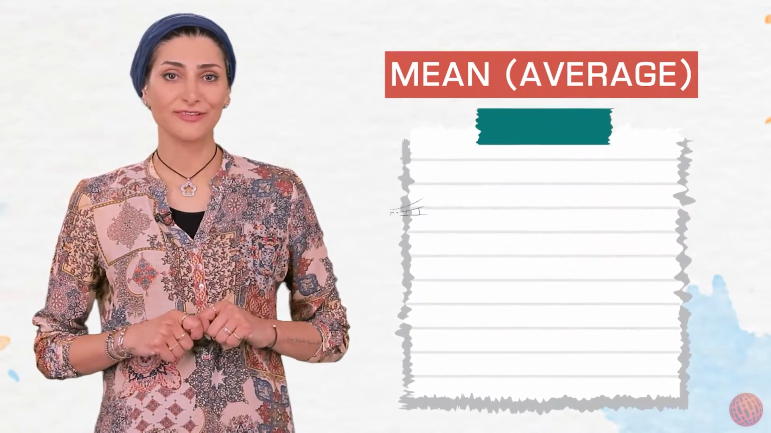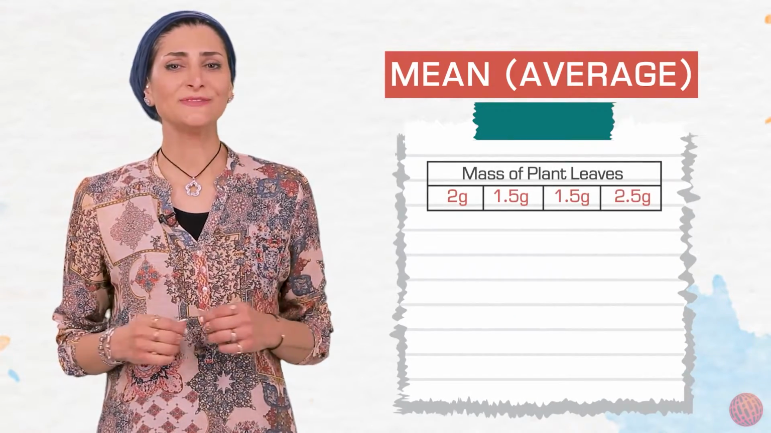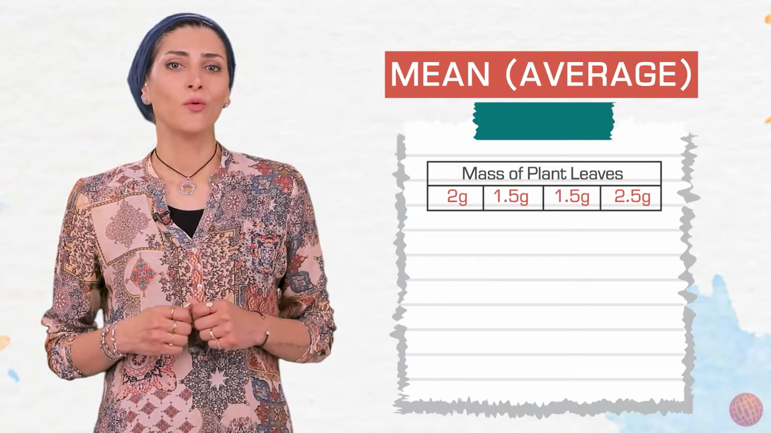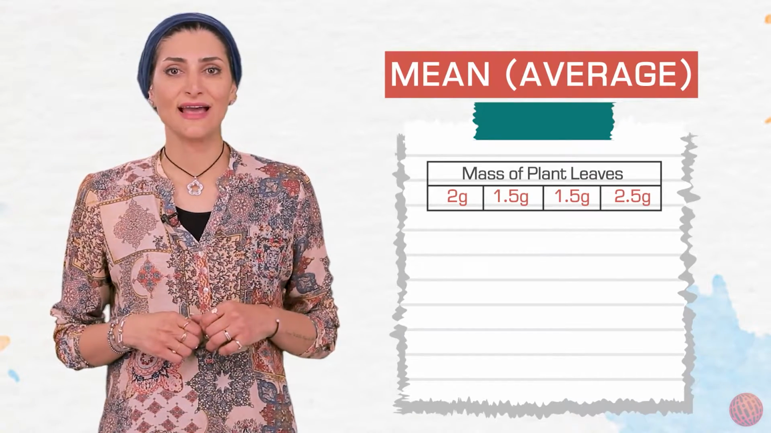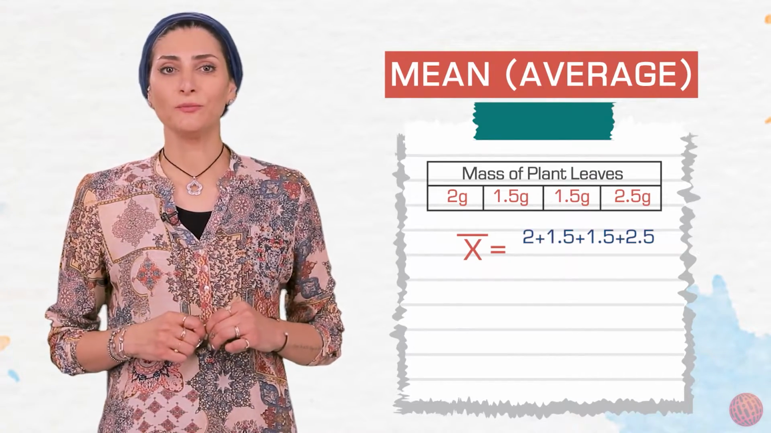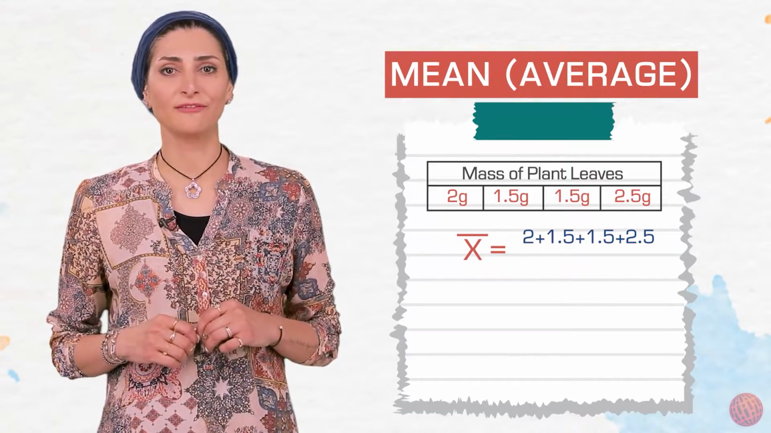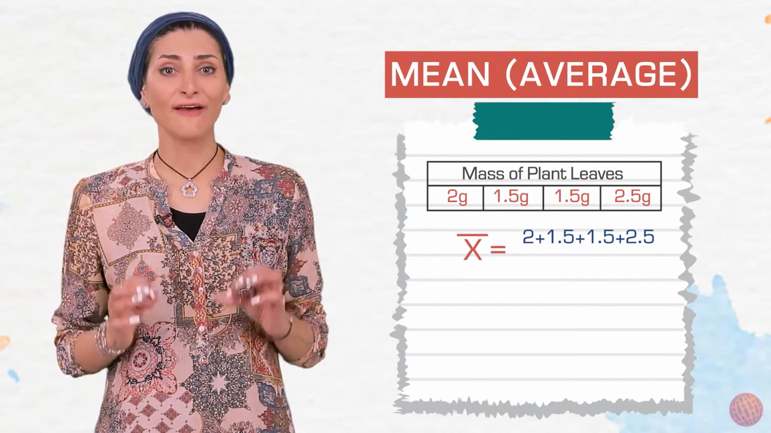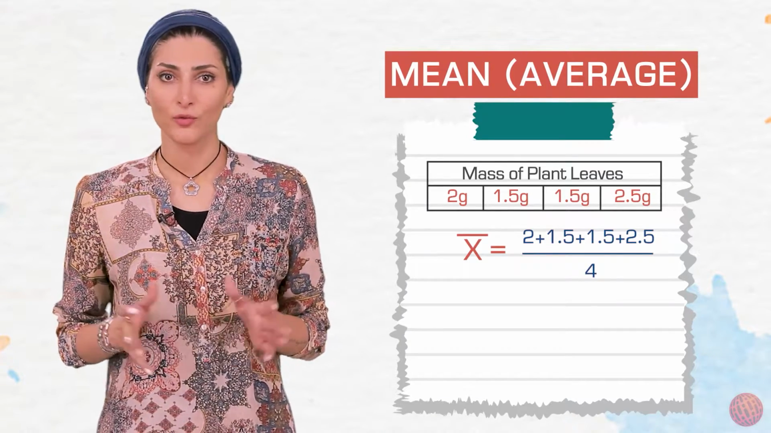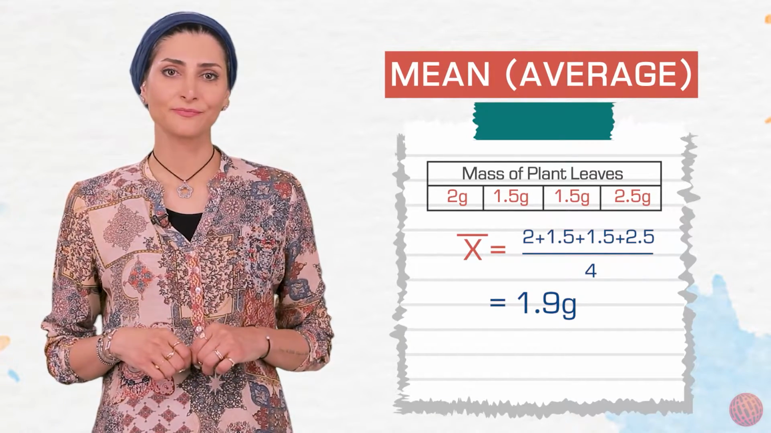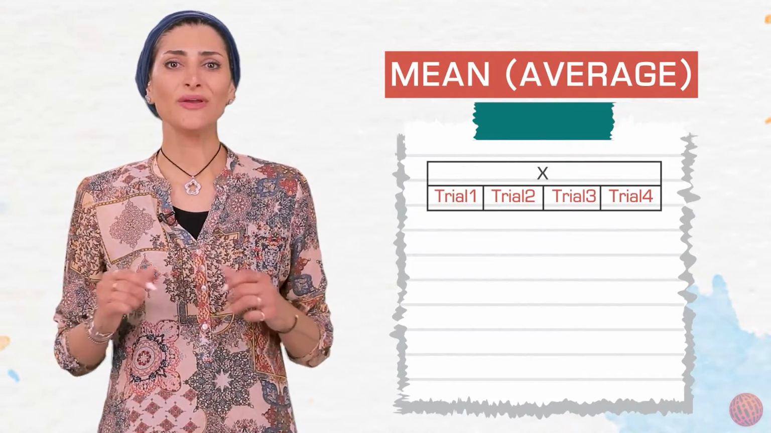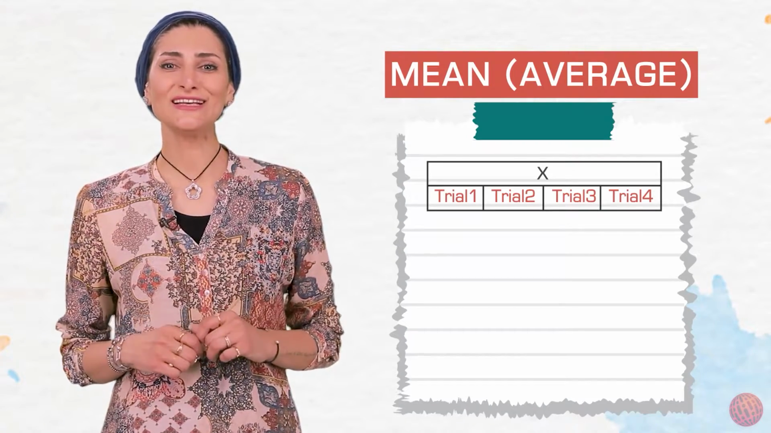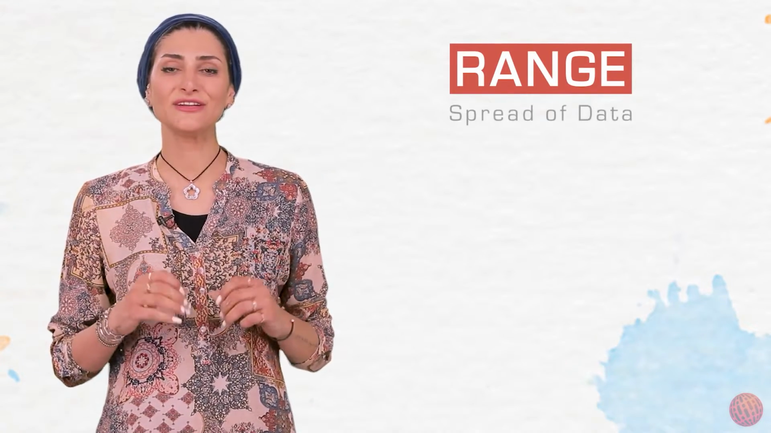Let's say that you have measured the mass of 4 plant leaves and you obtained these results: 2 grams, 1.5 grams, 1.5 grams, and 2.5 grams. This means that the mean here is 2 plus 1.5 plus 1.5 plus 2.5. And since we have here 4 values, we divide it by 4, which is equal to 1.9 grams. We understand here that whenever you have trials in your experiment or whenever you repeat the experiment, you will need to calculate the mean. Range may also be calculated to learn about the spread of data.